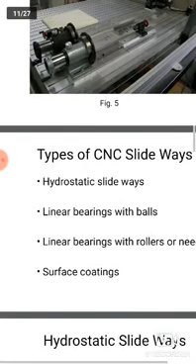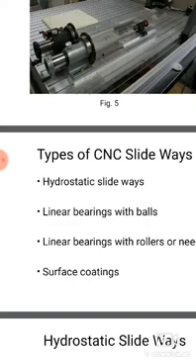Next, the linear bearing slide way. What is a linear bearing slide way? Sliding friction is due to the direct metal to metal contact between the slide and the slide ways. So it is replaced with rolling friction by the use of anti-friction balls or rollers. It can use rollers or ball bearings.